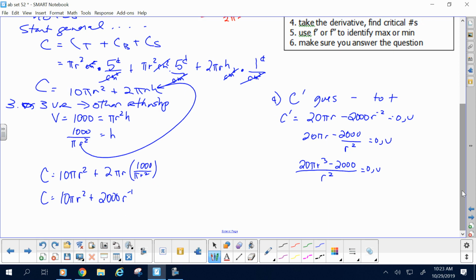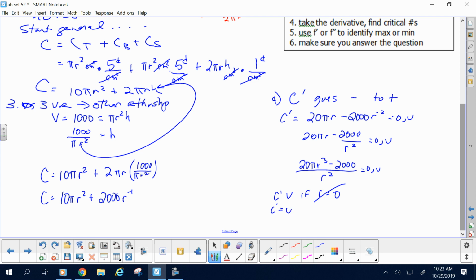So, C prime is undefined if R equals 0, but that obviously is ridiculous. Why? We're gonna have a real can. You can't have a can that holds 1,000 cubic anything if the R is 0, right? So that's bogus. You could say that violates the domain.